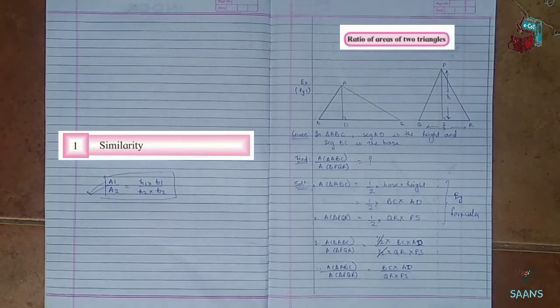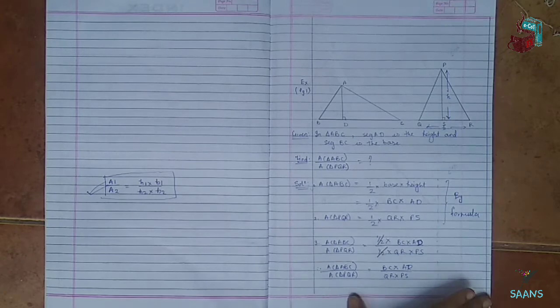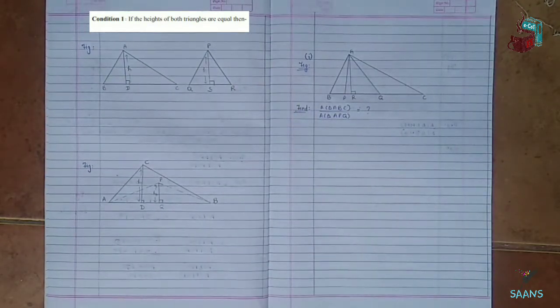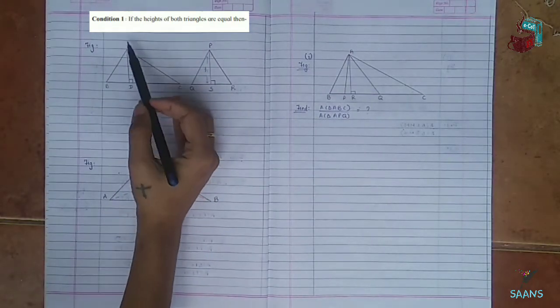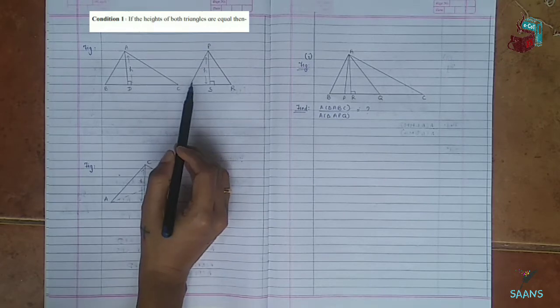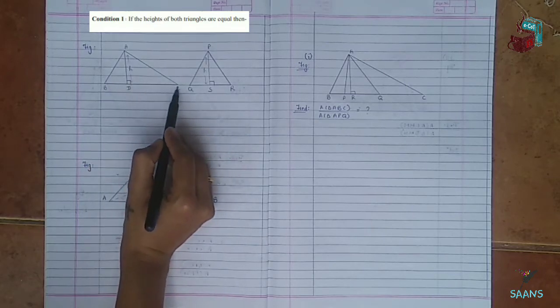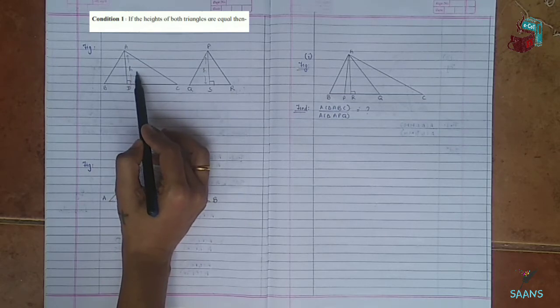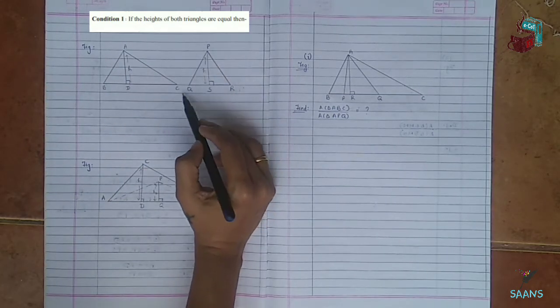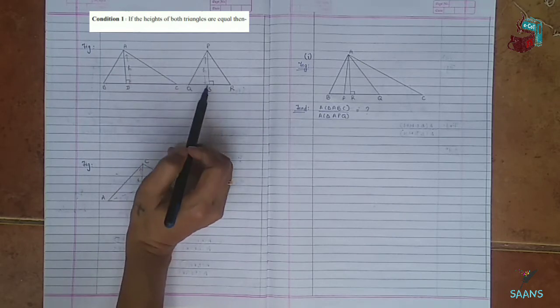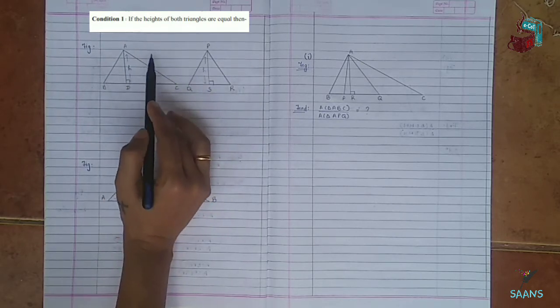Now there are conditions. Let's see, condition 1. We have condition 1 where it says that if the height of both the triangles is equal, then what is the formula? I request you all to write the given in your notes. In triangle ABC, BC is the base, AD is the height represented by H. In triangle PQR, QR is the base, PS is the height represented by H. Now H and H indicate that AD and PS are equal. So we have the same height as the condition tells us.